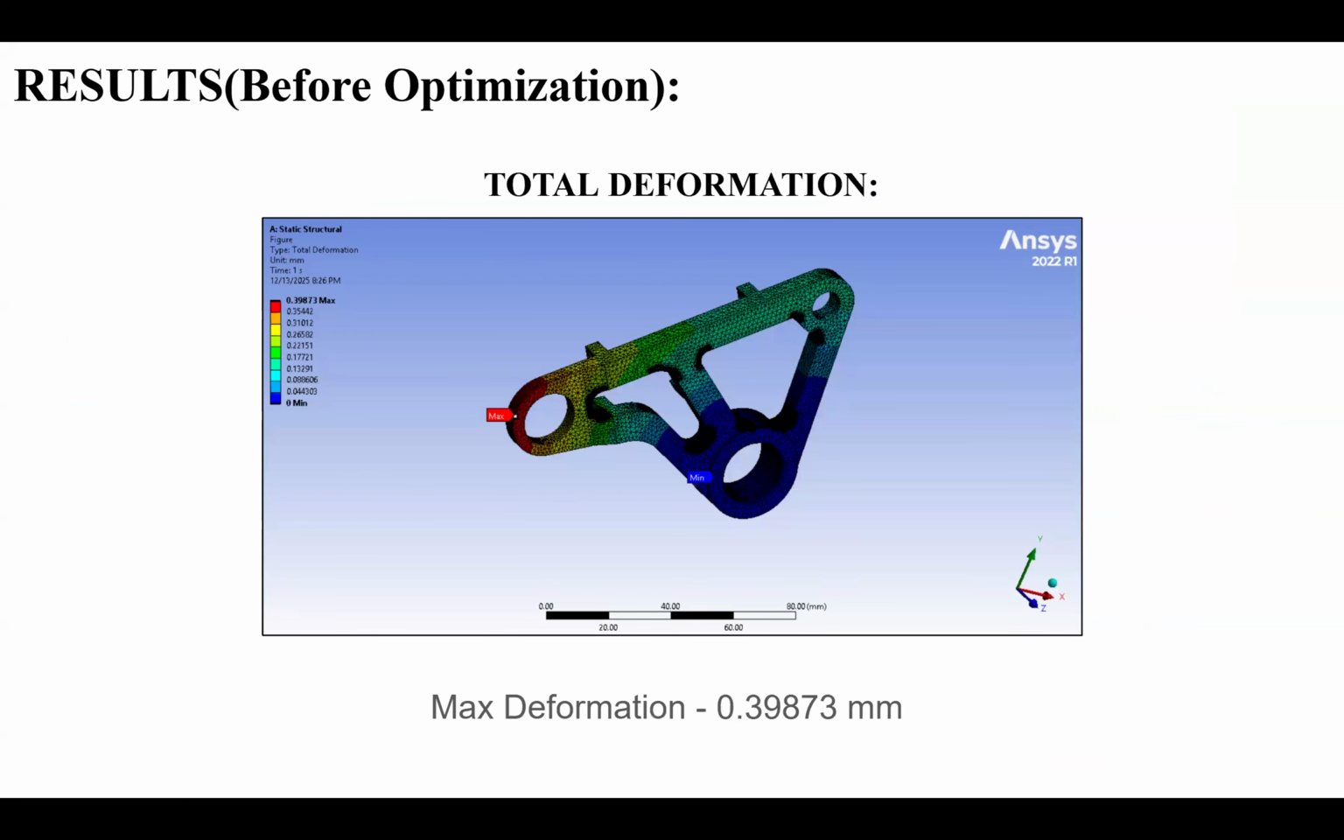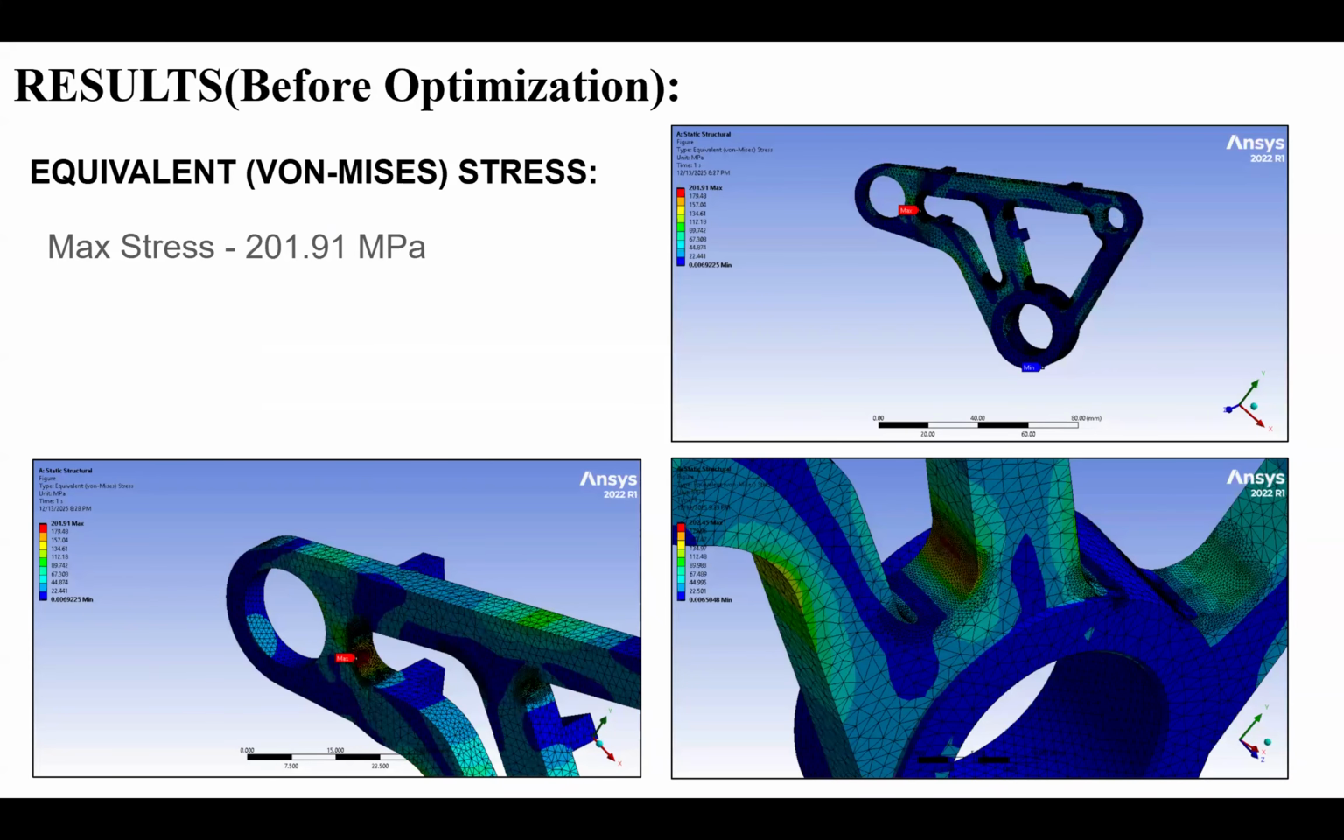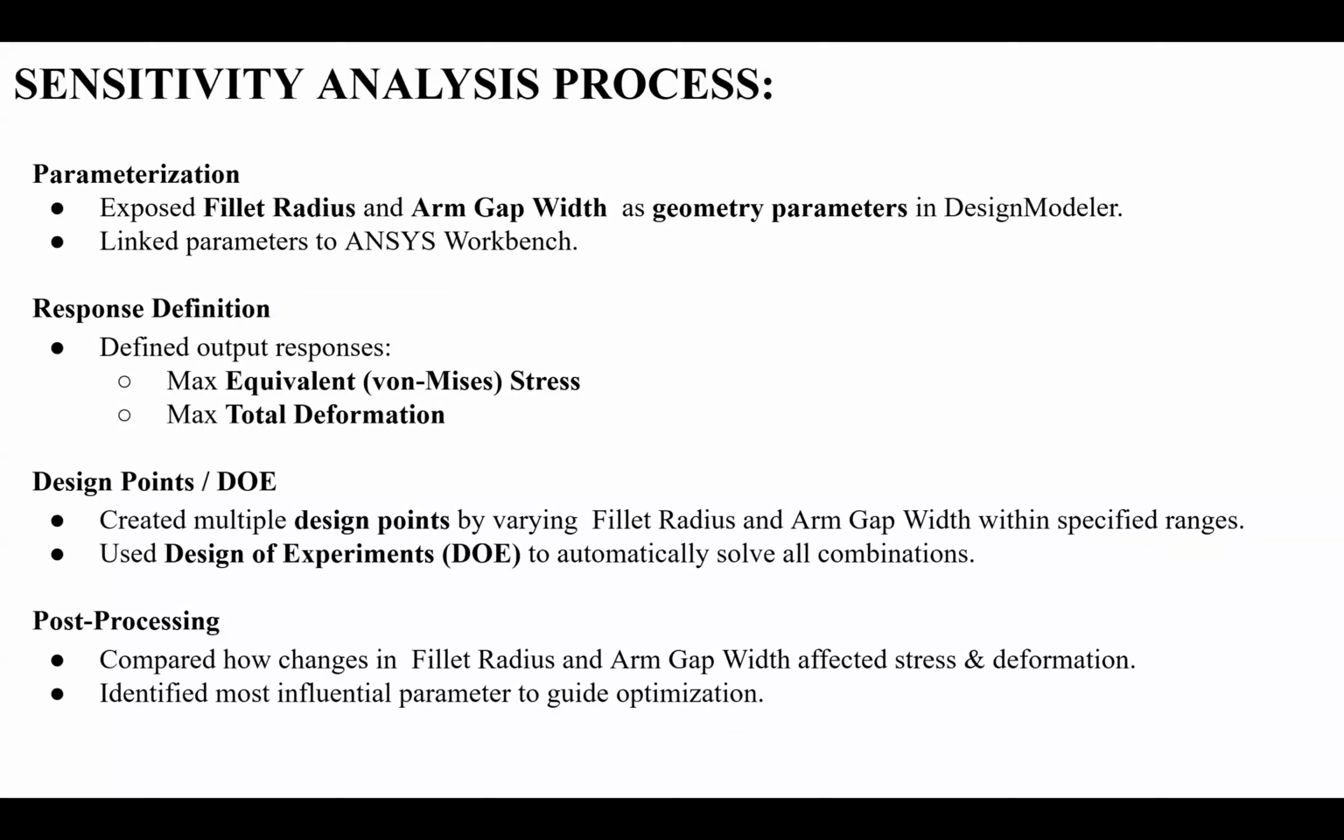This is the total deformation result of the final mesh. We found that it had a maximum deformation of 0.39873 millimeters. For the stress results, we found that the maximum stress was 201.91 megapascals, and these are some screenshots to show where the stresses were higher than the rest of the part. And Tarun will go over the sensitivity and optimization processes.